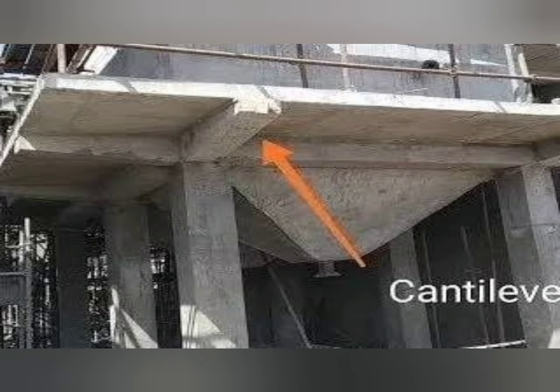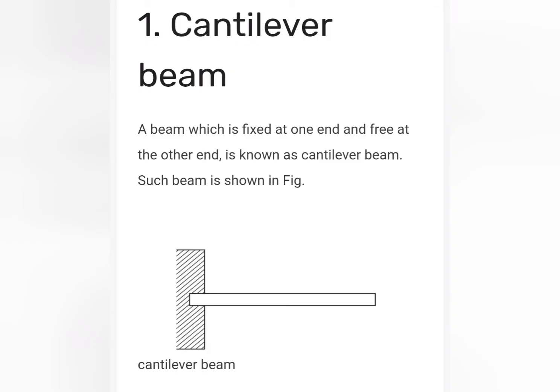And the second one is the cantilever beam. It's a very important beam to know about. It is mostly used in residential buildings, and in every construction we see the cantilever beam. It's a beam which is supported only at one end, and this one end should be a fixed end support, right? So we call this type of beam the cantilever beam.